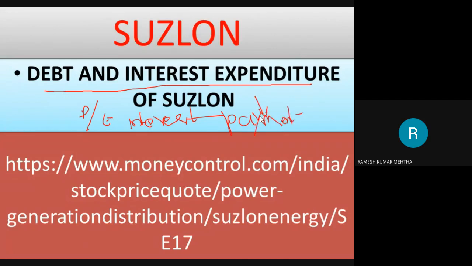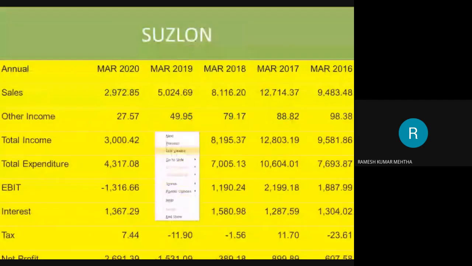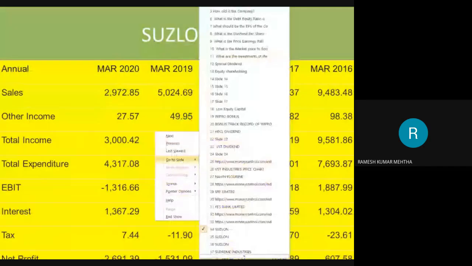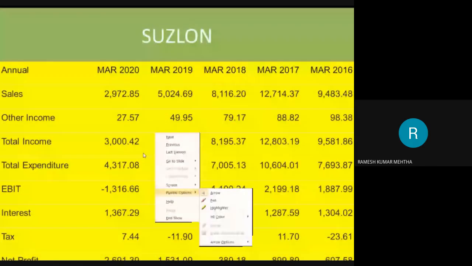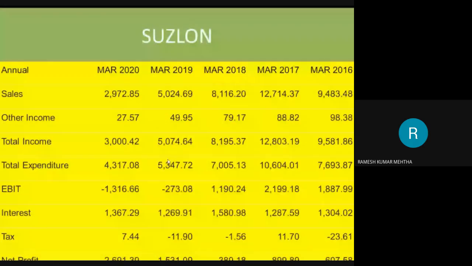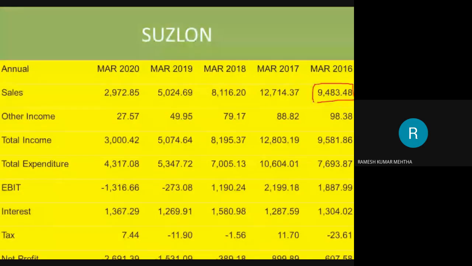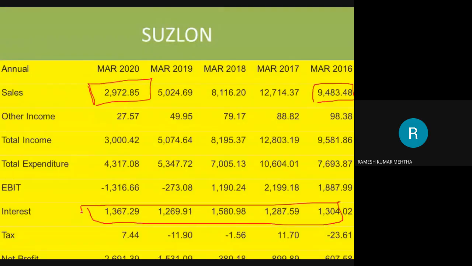Now look at the profit and loss account of this company. The profit and loss account shows that in the year 2016 the sales were approximately 10,000 rupees, and it has fallen down to 3,000 rupees in the year 2020. These are all from the URL which I just now showed. The interest, look at the interest. Every year the interest they have to pay is around 1,300 crores.